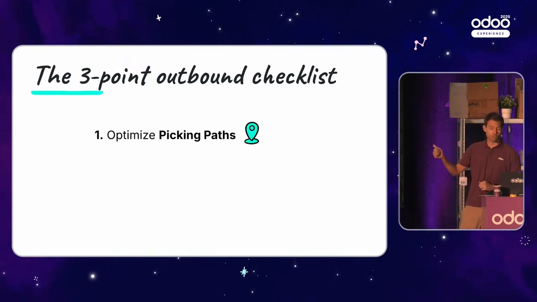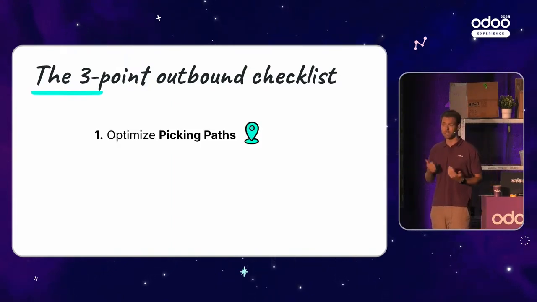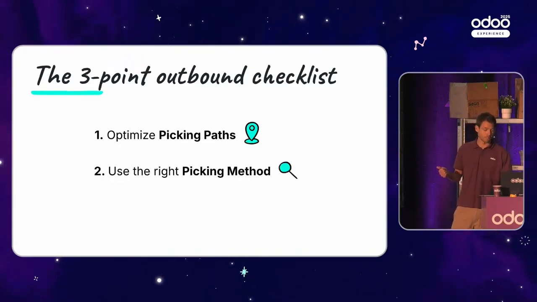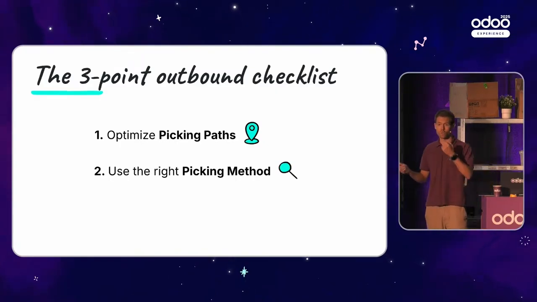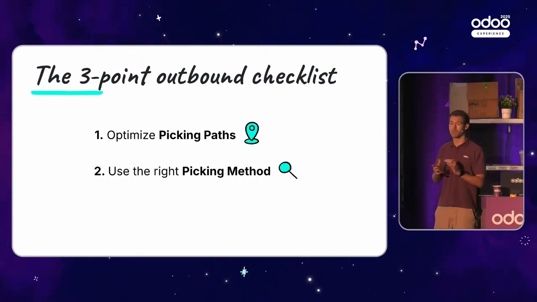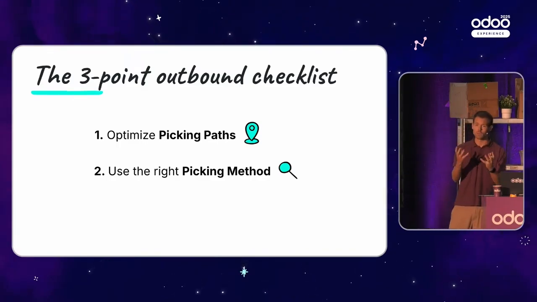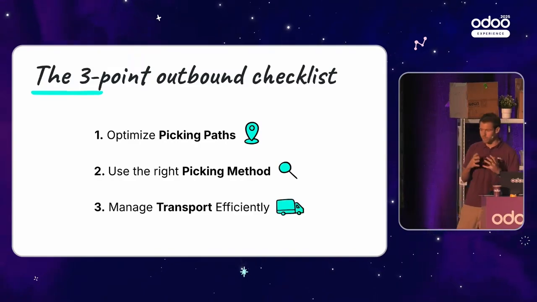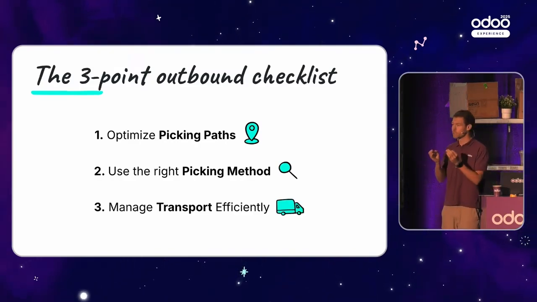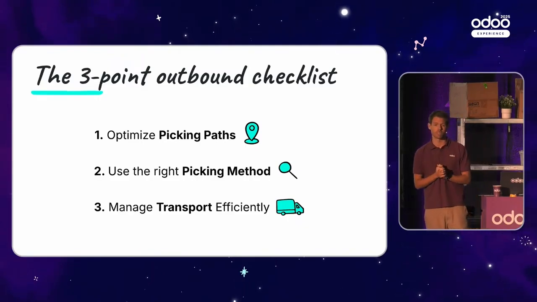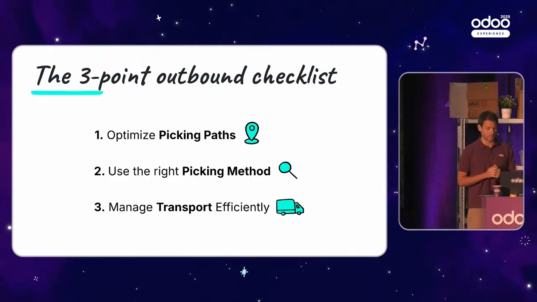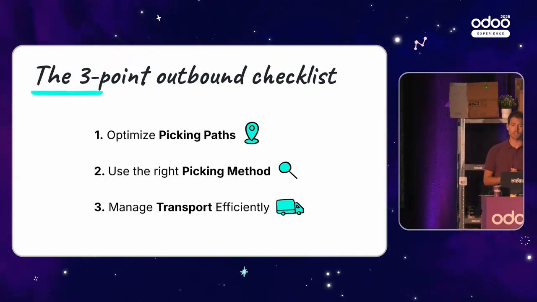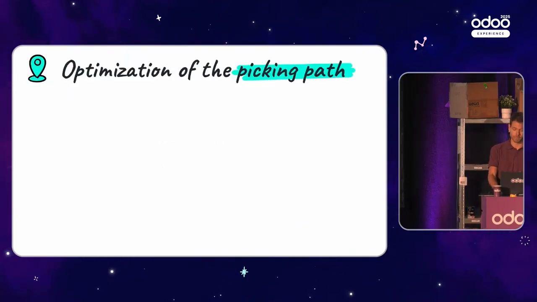Firstly, I have to think about the picking path. Is it optimized? Is it possible to optimize the picking path for my operators? Then, I need to think about the use of the right picking method. We have multiple picking methods available in Odoo, so I need to be able to understand the need and to apply the best picking method. And finally, as I need to deliver goods to my customers, I need to be able to manage the transport efficiently. That's why today we will deep dive into Odoo in order to understand this and apply it to a use case. Let's start with the first point, the optimization of the picking path.